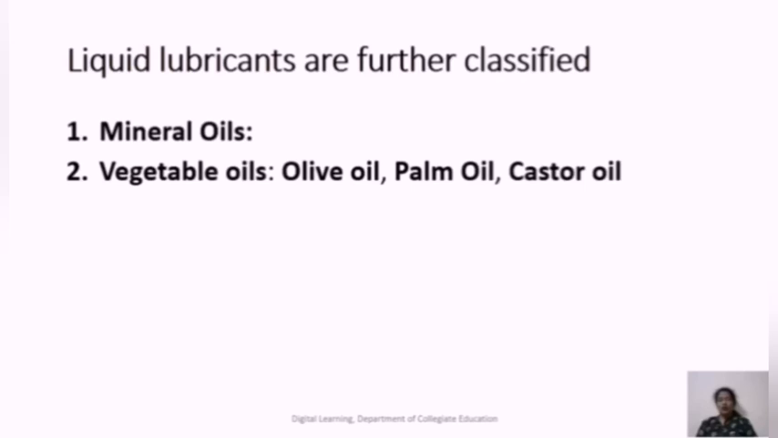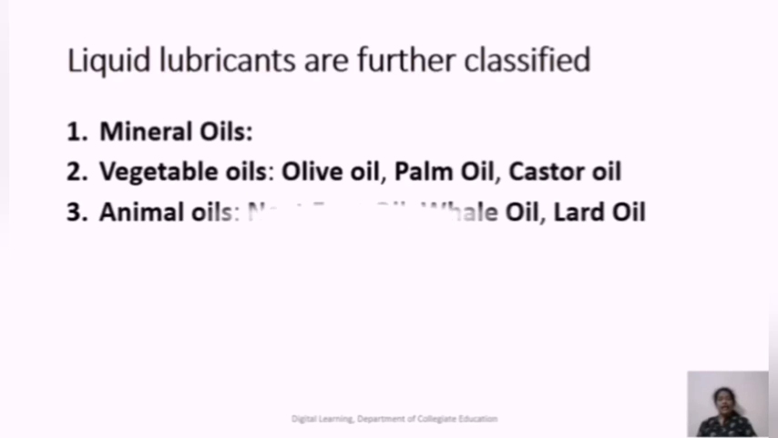the vegetable oils. These oils are obtained from vegetable sources. Some of the important vegetable oils are olive oil, palm oil, and castor oil. And the third one is animal oils. These oils are obtained from animals. Some important animal oils are neat foot oil, whale oil, and lard oil.